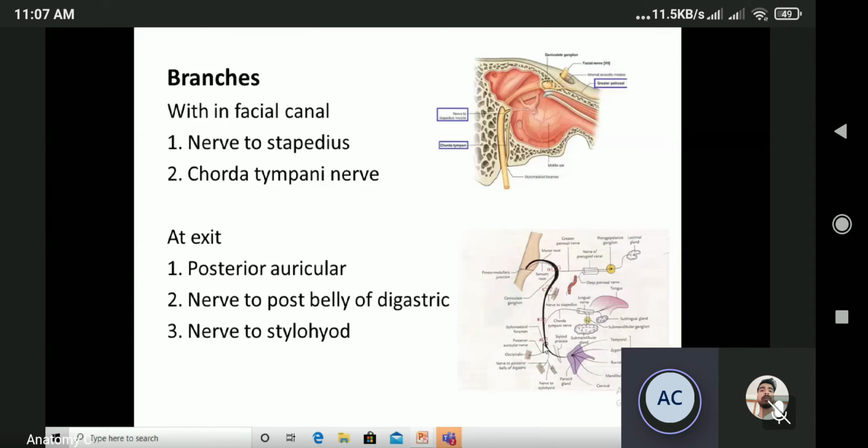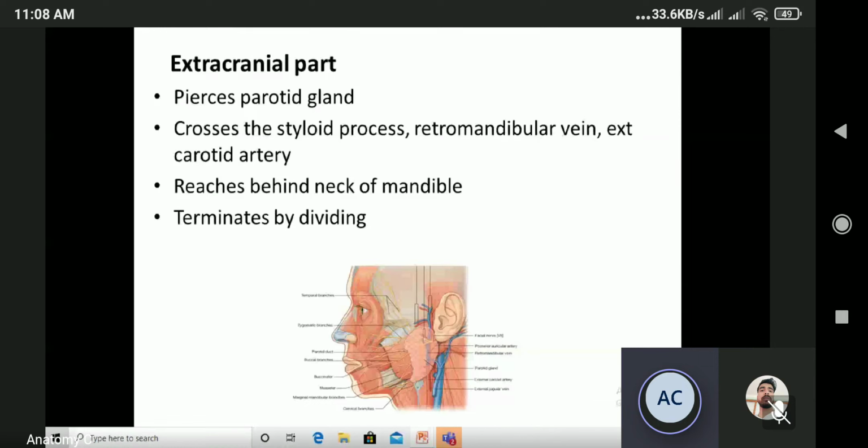Then it also gives a branch to supply the posterior belly of the digastric muscle, and it also supplies the stylohyoid muscle. So all these are the branches immediately after its exit from the stylomastoid foramen: the posterior auricular branch, the nerve to the posterior belly of digastric, and the nerve to the stylohyoid muscle. And coming to the extracranial part, what happens after giving these branches?